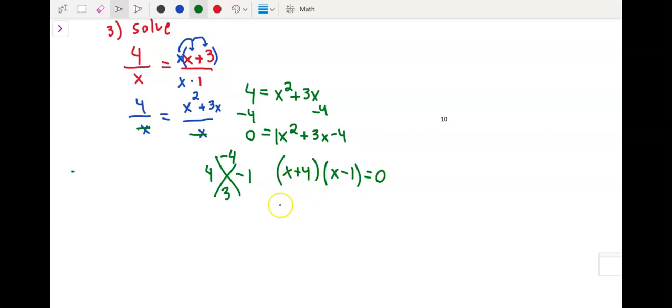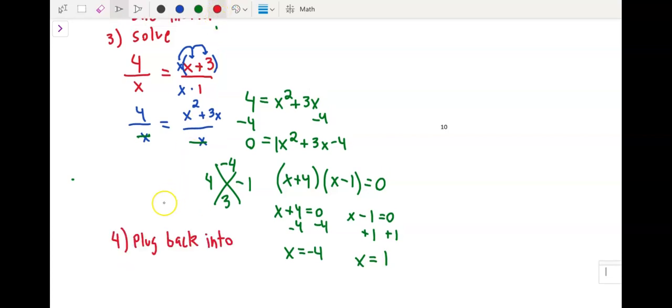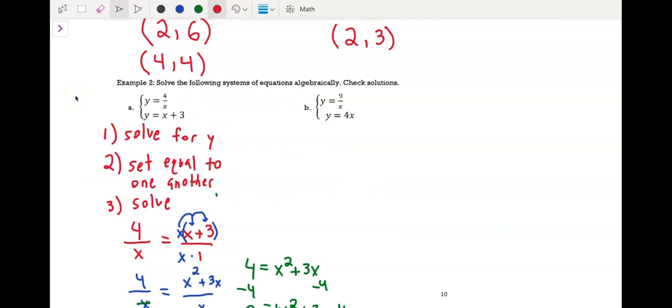And now we can set both of these equal to 0. So x plus 4 is equal to 0, and x minus 1 is equal to 0. Subtract 4 from both sides. x is equal to negative 4. Add 1 to both sides. x is equal to 1. And then your last step in this one is just to plug both of these solutions back into either equation. Then that will tell us our y value.